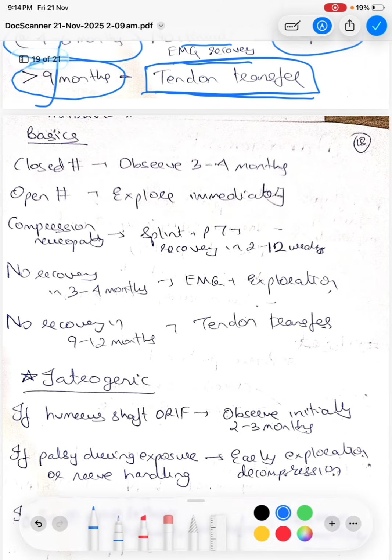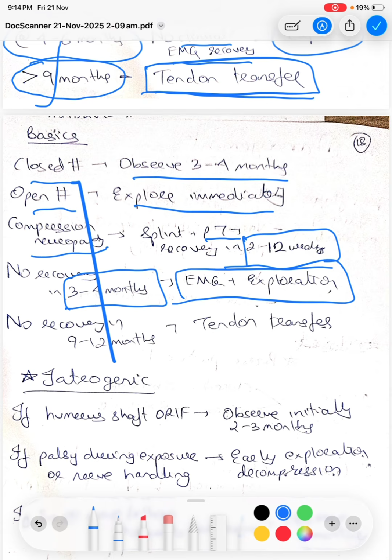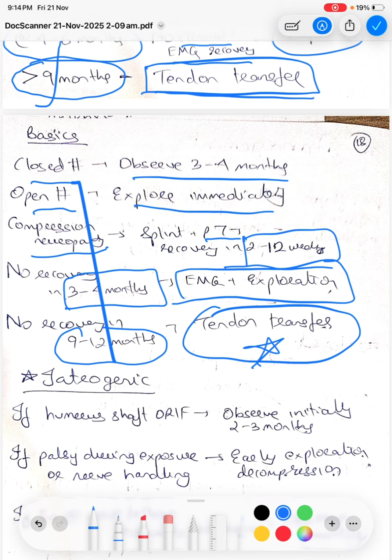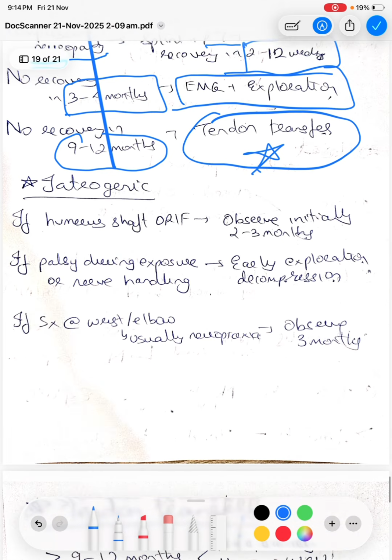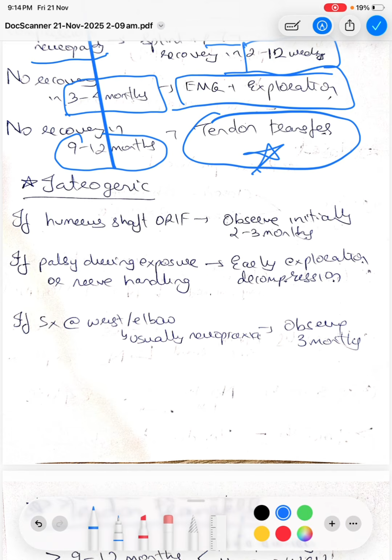Now some of the important findings. Basics are: closed fracture, you go for observation for 3 to 4 months. Open fracture, you go for exploration immediately. If there is compression neuropathy like Saturday night palsy, you go for splint and physiotherapy, and you observe for recovery in 2 to 12 weeks. Okay, and if there is no improvement in 3 to 4 months, you go for EMG and exploration. And if there is no recovery at 9 to 12 months, what do you do? You go for tendon transfer. Okay, why do we go for tendon transfer at 9 months only? We'll discuss in further slides.